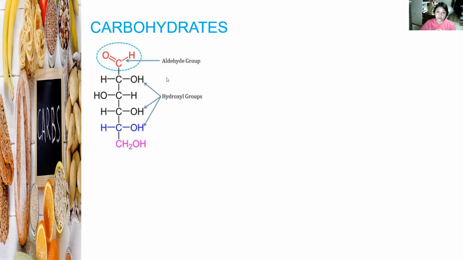This is the structural formula of the carbohydrates. We have the aldehyde group, oxygen, carbon, and hydrogen. We have the hydroxyl groups, which contain hydrogen, carbon, and hydroxide.